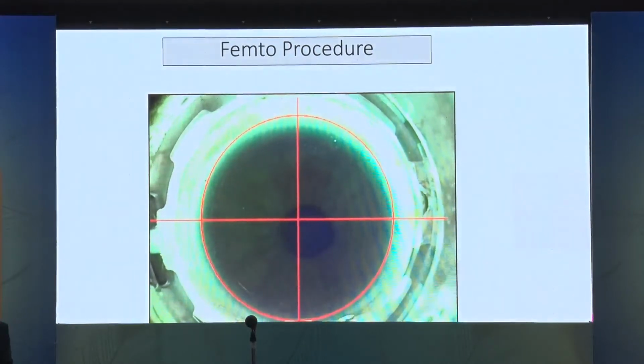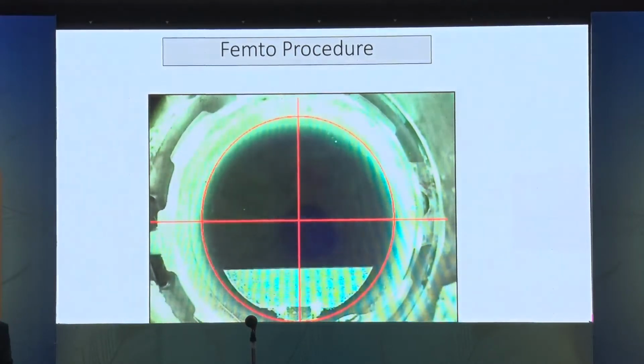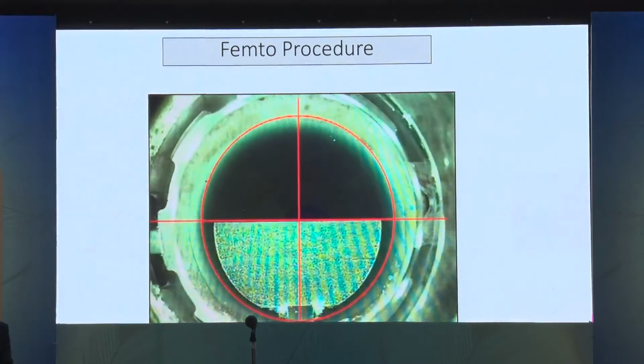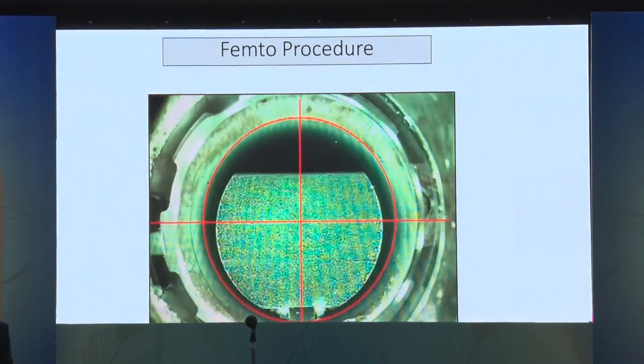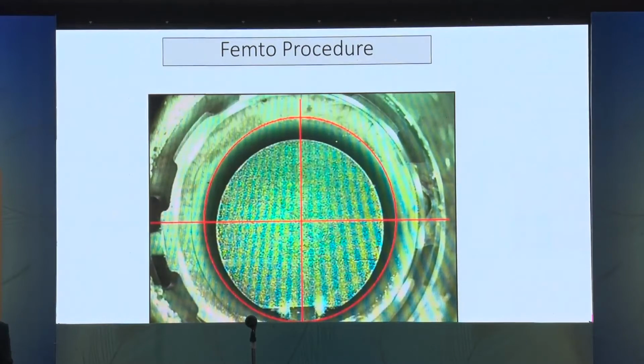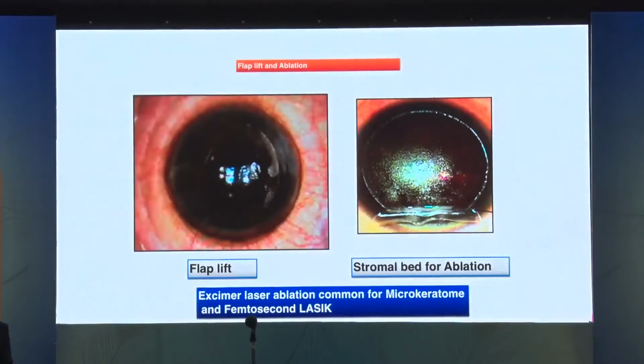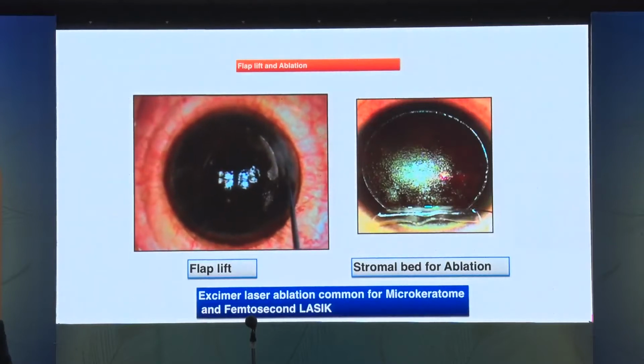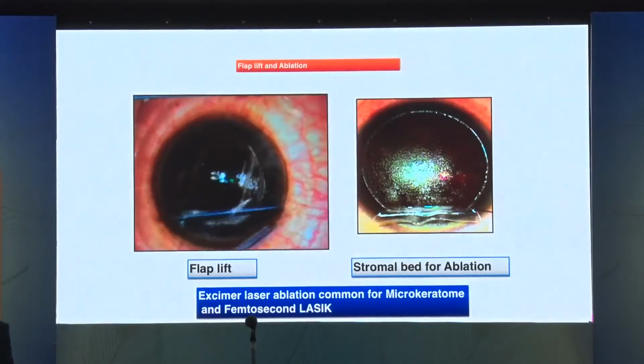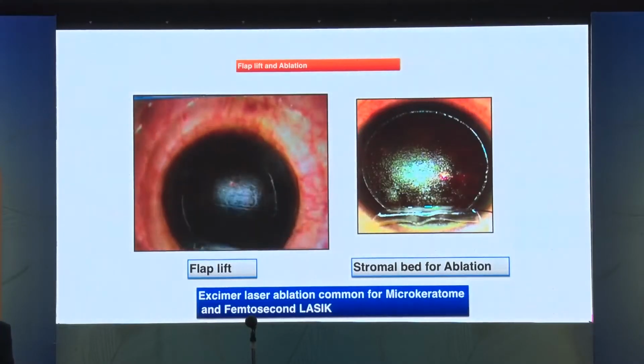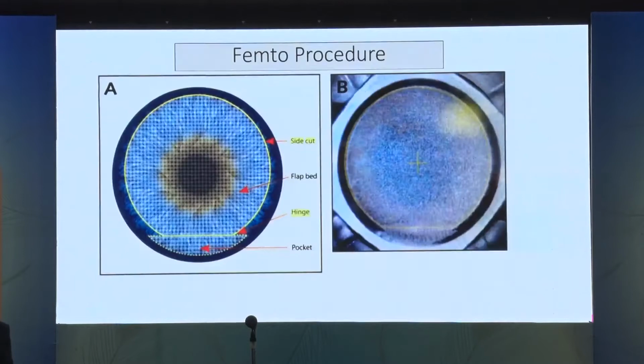This is the other machine which is mainly in vogue these days, which is the FS200 from Wavelight. As you can see, the way the flap is created is slightly different. There's a canal instead of a pocket in this, and I'll just come to that in the subsequent slides and explain why that's important. So the flap lift, generally what we've seen in our experience is that the Wavelight's flap lift is a little bit smoother and less sticky compared to the IntraLase system.